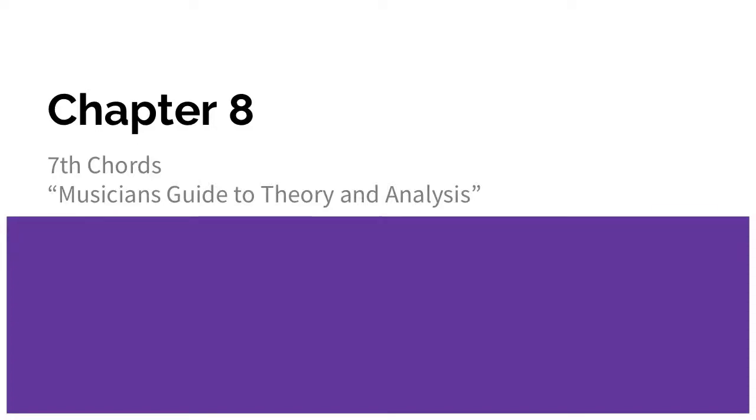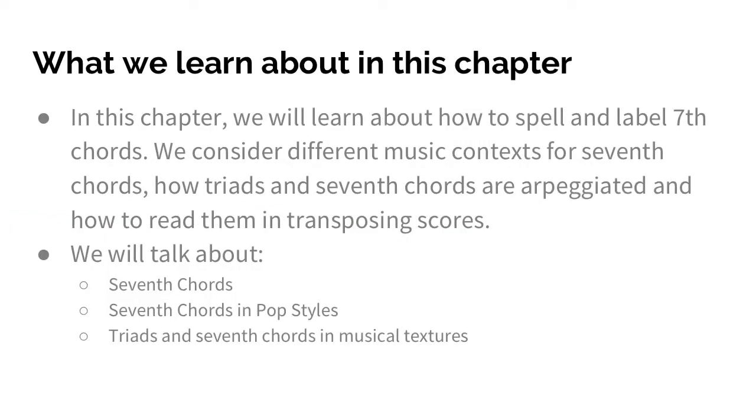Welcome to the Chapter 8 lecture for the Musician's Guide to Theory and Analysis on 7th Chords. In this chapter, we're going to learn how to spell and label 7th chords, and we're going to consider them in different musical contexts, and how triads and 7th chords are arpeggiated, and how to read them in transposing scores.